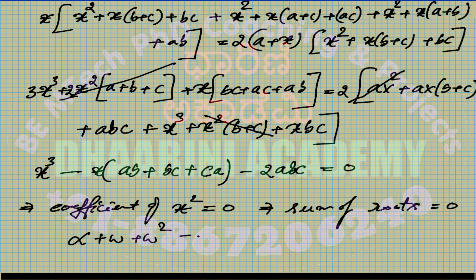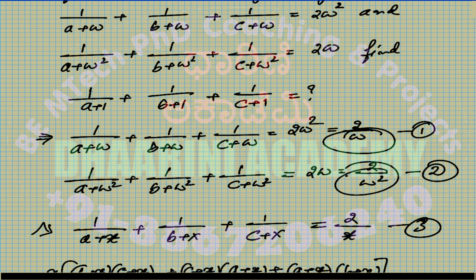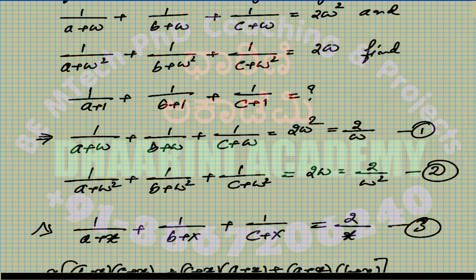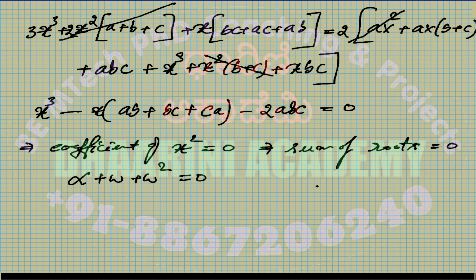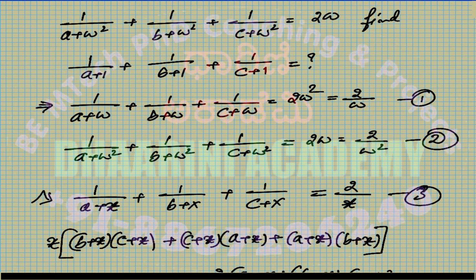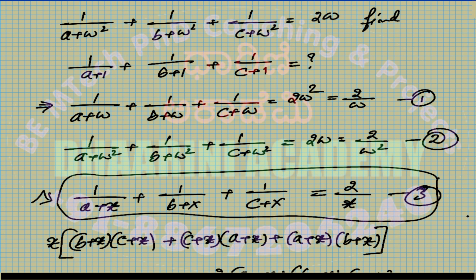You already know that omega and omega square are the roots of this equation. So I just have to find the other root. Since 1 plus omega plus omega square is 0, already known, that means omega plus omega square is minus 1. So alpha minus 1 is equal to 0. This means alpha is equal to 1. So the third root of our equation is 1. So simply put 1 in equation 3, simply put the value of x equal to 1.